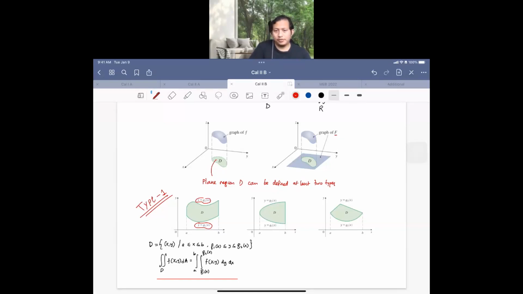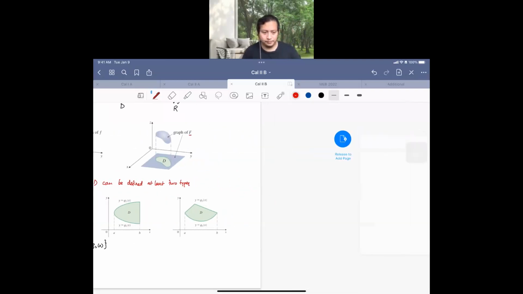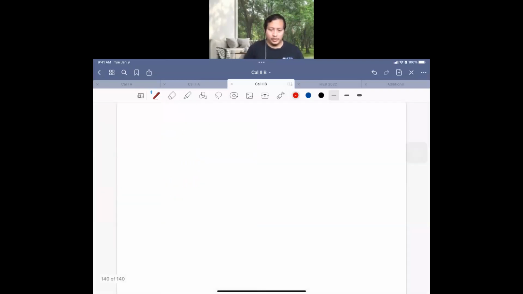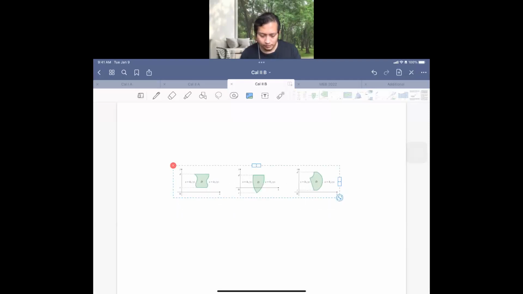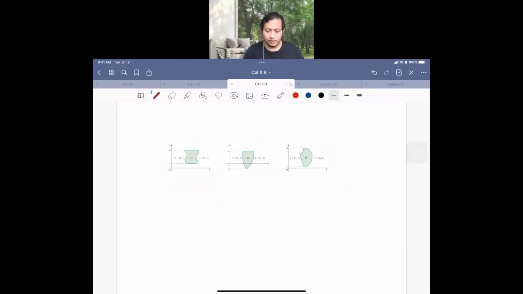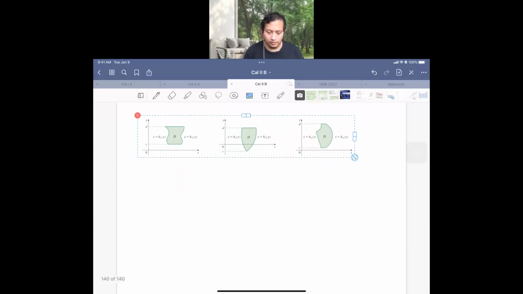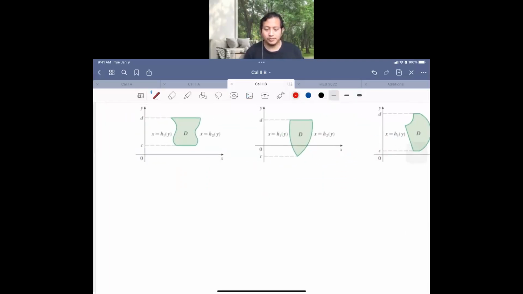Okay, let me go through the next page. The other types, so we just have only two types. Okay, this one. Let me make it bigger. So the other part is, of course, the function of y.